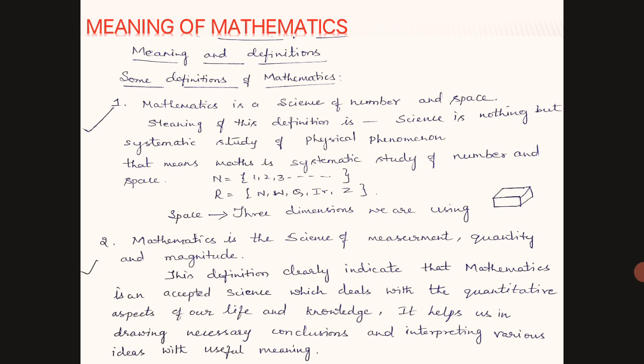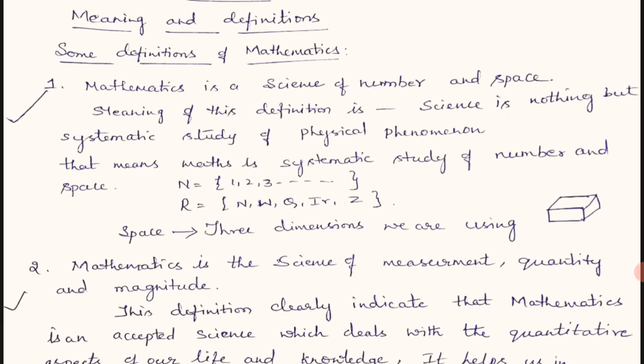So we can analyze some definitions, and then we will get the complete meaning of the subject mathematics. Earlier it was said that mathematics is just a science of number and space. The meaning of this definition is that science is nothing but the systematic study of physical phenomena. So maths is a systematic study of number and space. We already know the different sets of numbers: natural numbers, whole numbers, real numbers. We manipulate them in different ways, with many operations on natural numbers, whole numbers, integers, real numbers, irrational numbers. So it is not just a study, it is a systematic study of numbers that deals with a particular subject, mathematics.